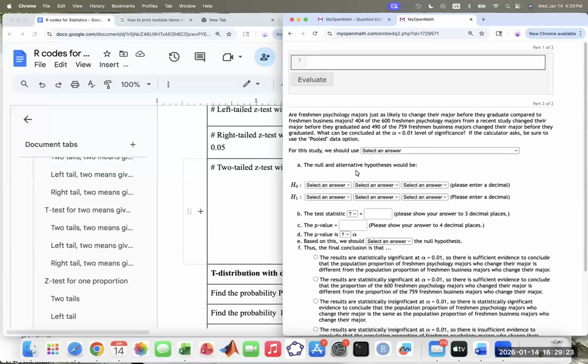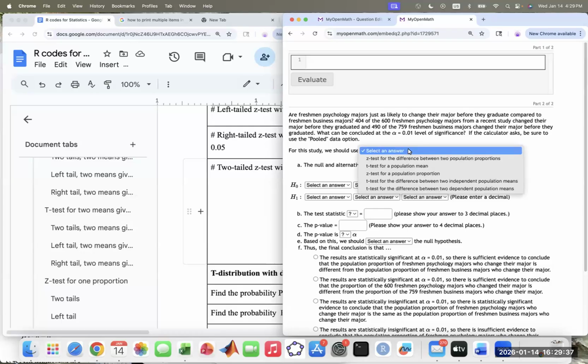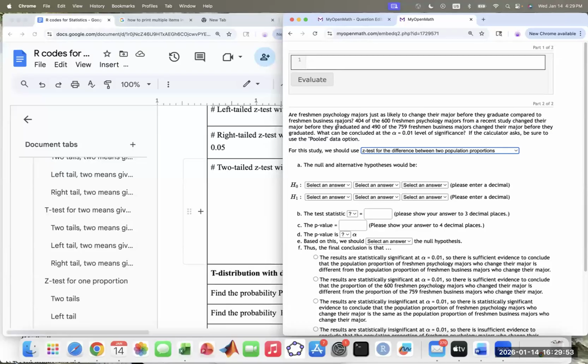So that is when we can compare the two populations, the students with a psychology major and students with a business major. In this case, we will use the Z test for the difference between two population proportions. Let's say the first group, psychology students, is group number 1, and business students are number 2. Here we say just as likely, that means equal, and the opposite would be not equal to.